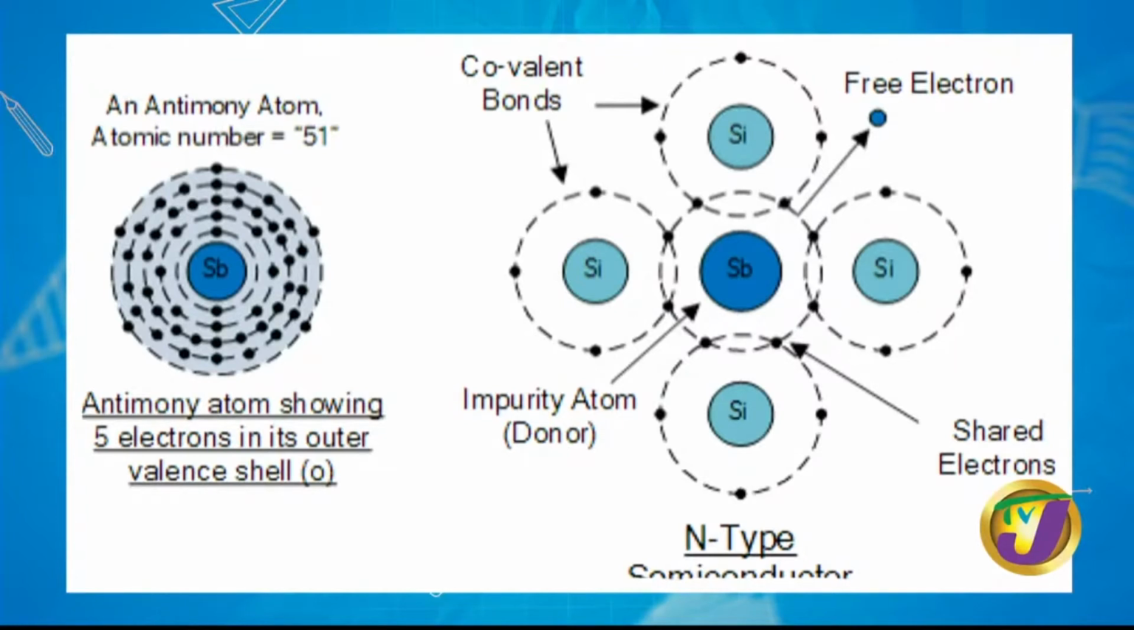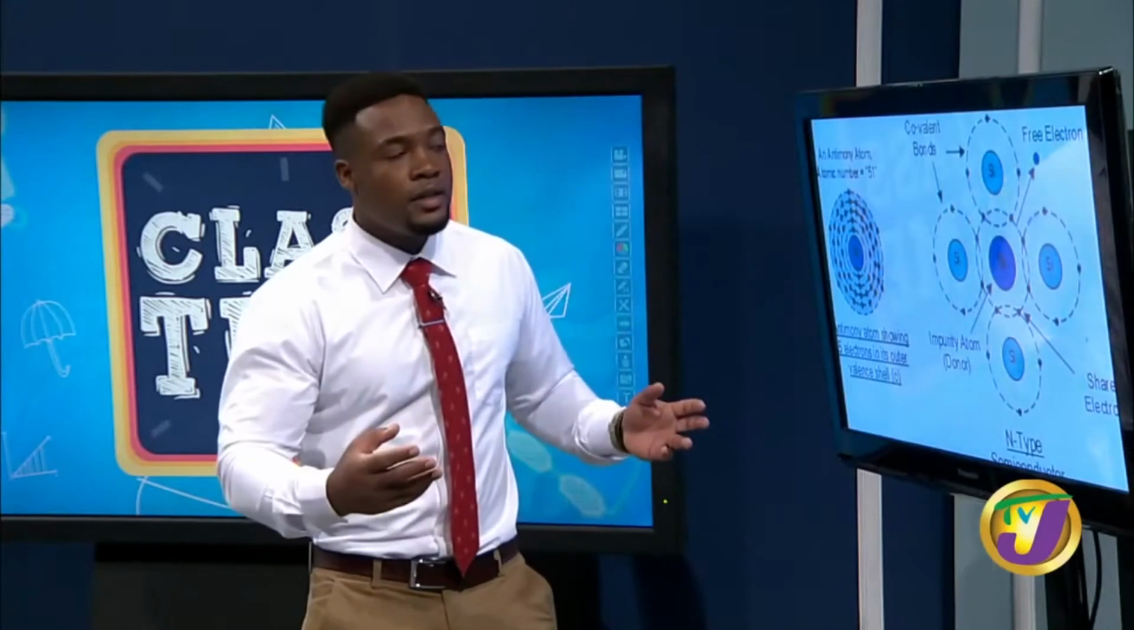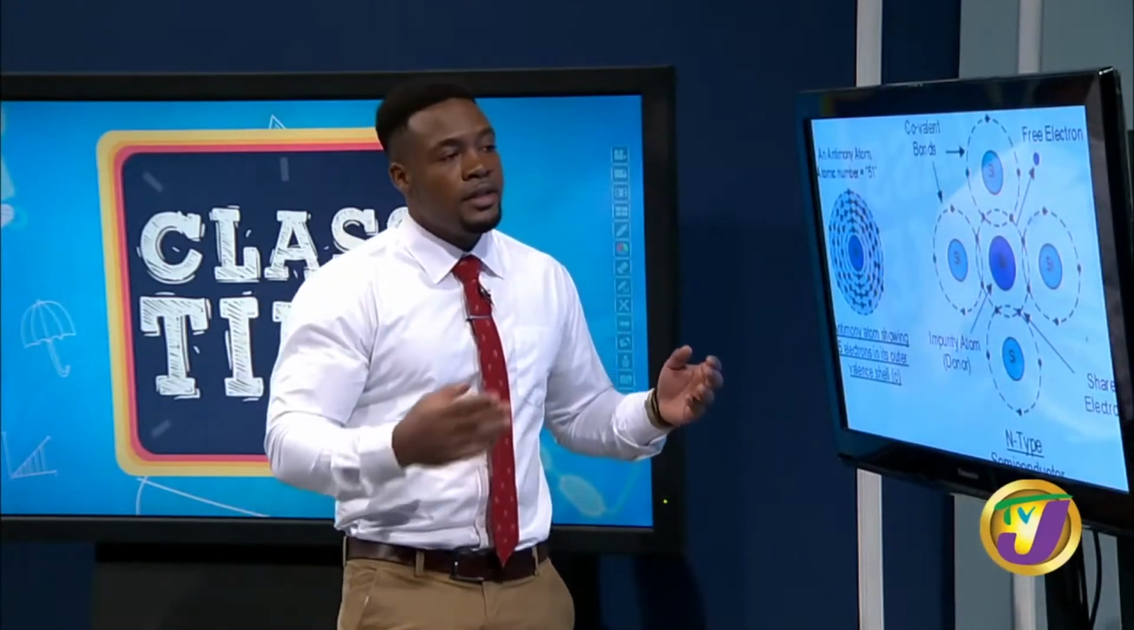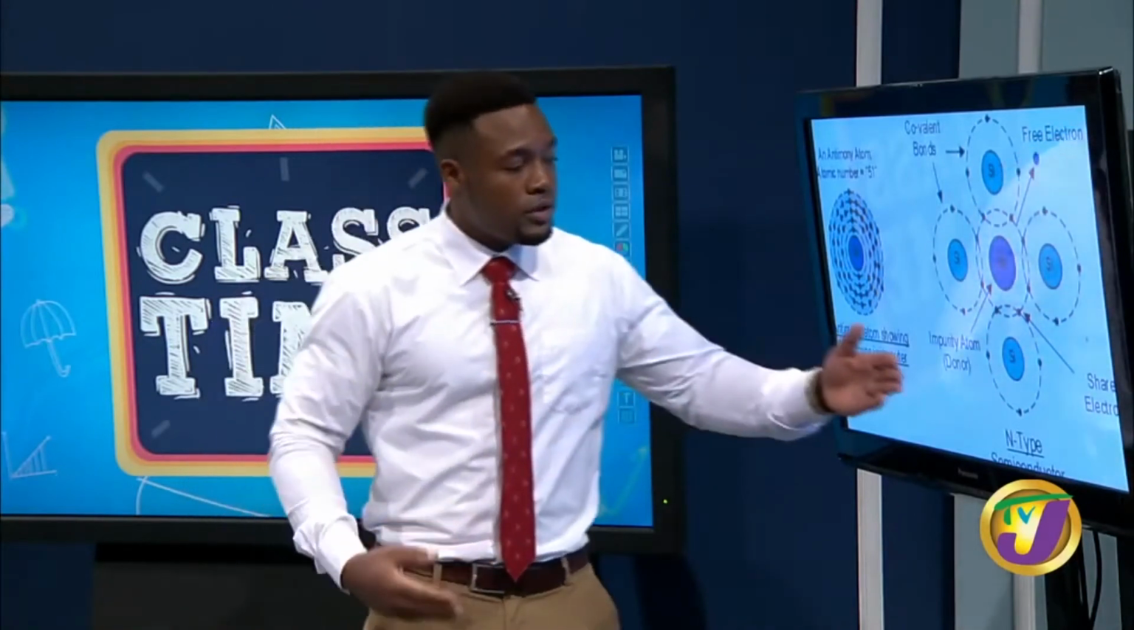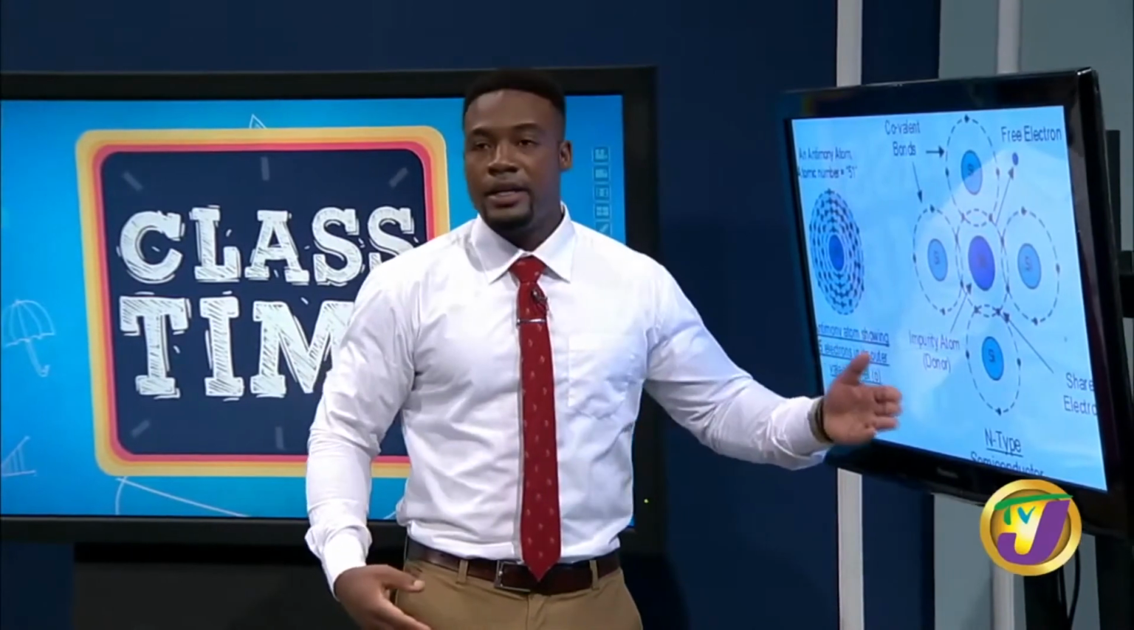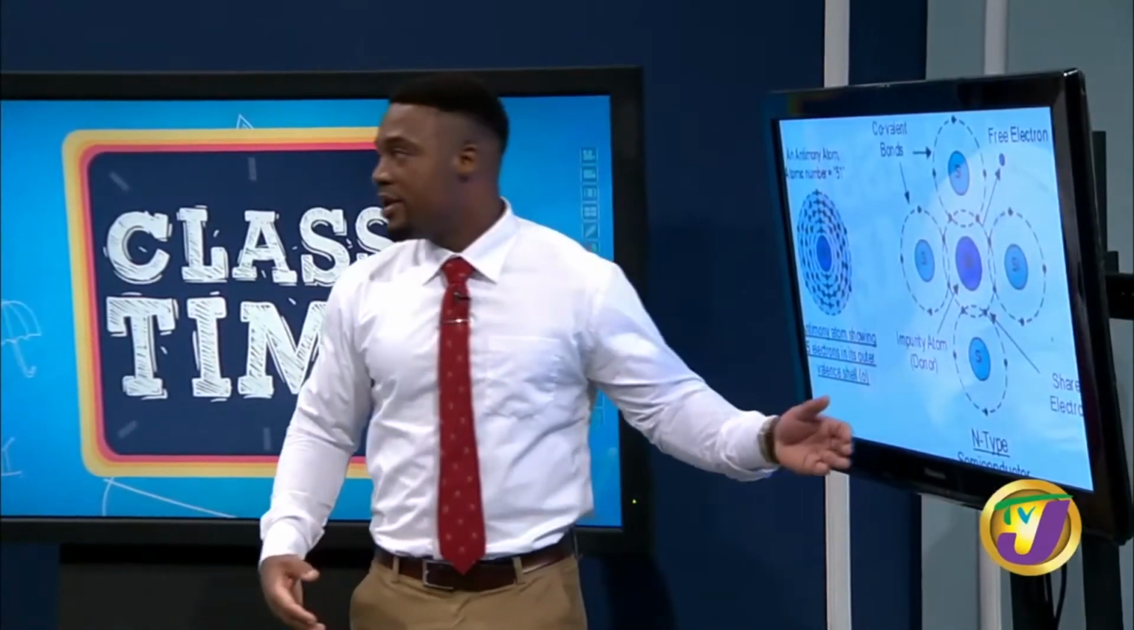Now, this would cause what we call an N-type semiconductor, because what you have occurring is that the electron now becomes our majority carrier. Now, it is negatively charged, right? Electrons are negatively charged. So that would give us our terminology or category, the N-type semiconductor.